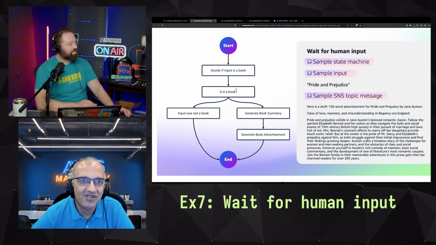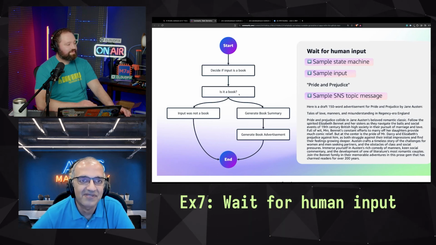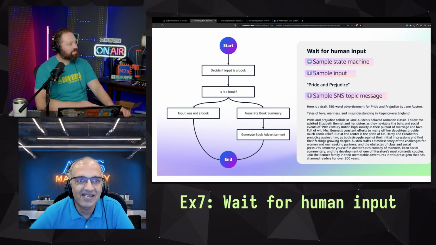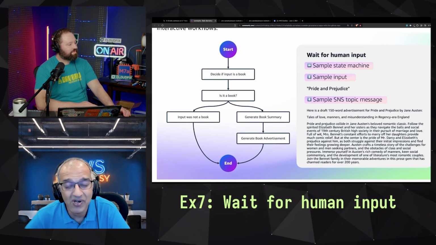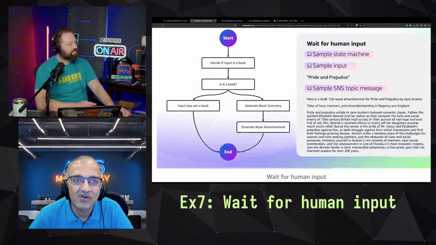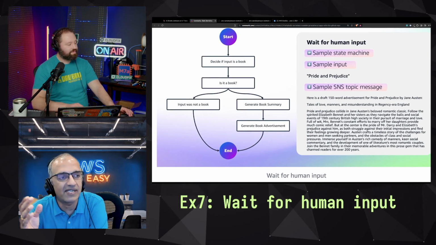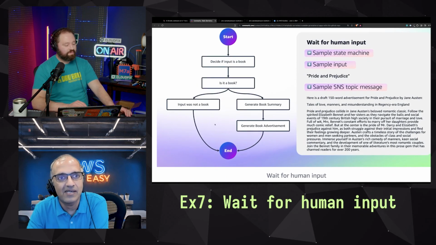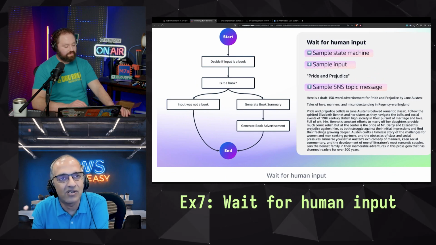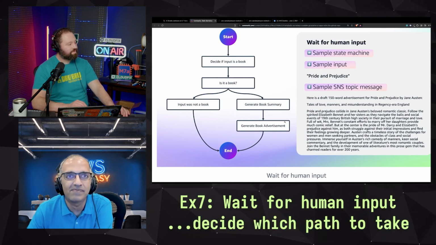Is it a book, or is it something else? So you can decide that by a human, or an LLM could do it. So for any of these, the human input could decide which path to take in those scenarios. Okay. And so that's definitely possible as well.